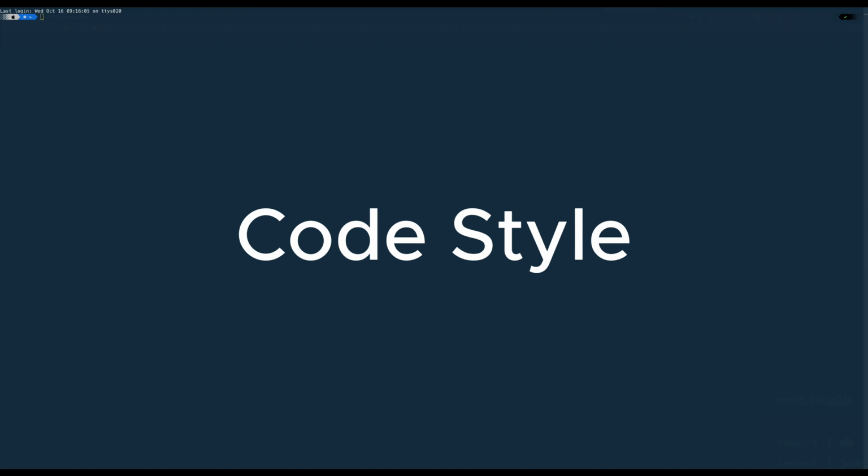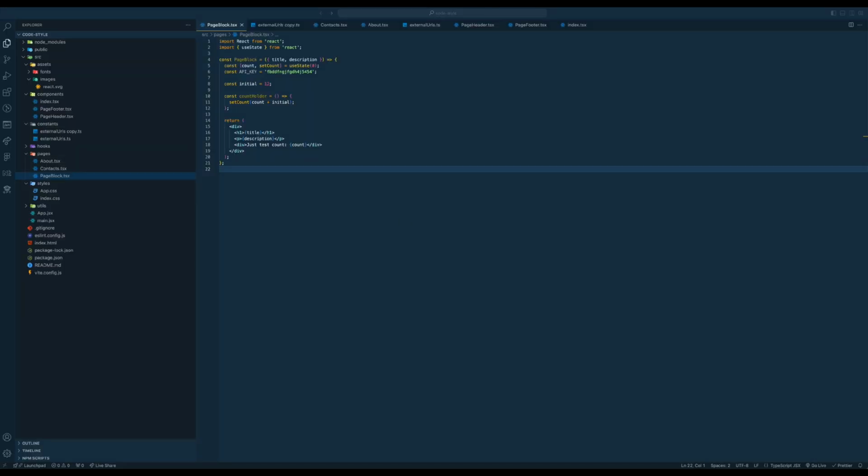Let's start with React code style. When we talk about code style, we're referring to the way we write code to ensure it's clean, consistent, and easy to read. There are a few key points that I recommend following. First, naming conventions. Here's a simple guide to keep things uniform.